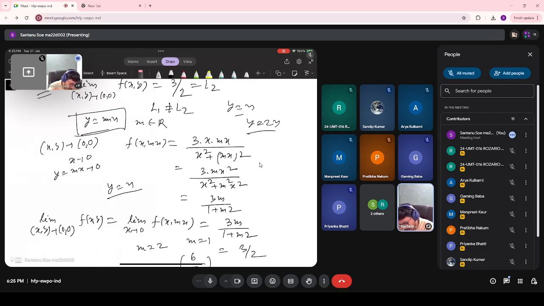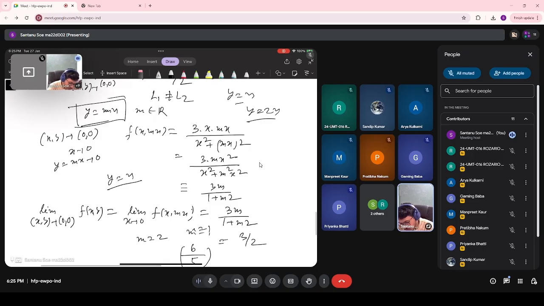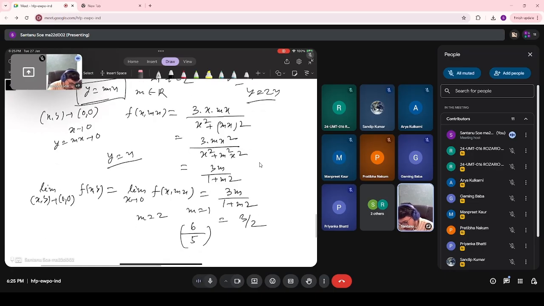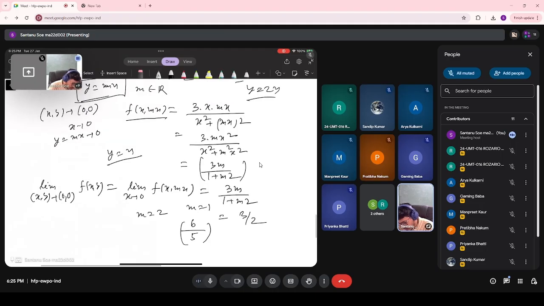So it will be nothing but 3 into x into m of x, divided by x square plus m of x whole square. Then x square will get cancelled out. So this function f of x comma m of x is changed into 3m into 1 plus m square. Since we have substituted the value of y, which is m of x, this limit is changed into this limit. And this is nothing but 3m divided by 1 plus m square.